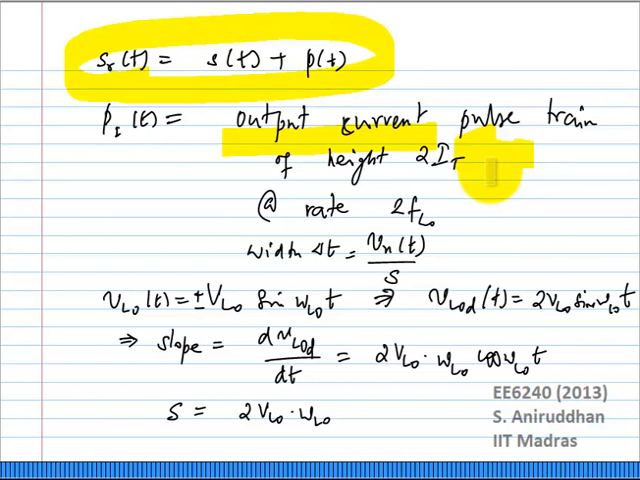And we have already derived that the width of the pulse, delta t, depends on the slope at the zero crossing. So it is Vn of t by s. And if the input is a sinusoid, you can actually calculate the value of the slope in terms of the amplitude and the LO frequency.